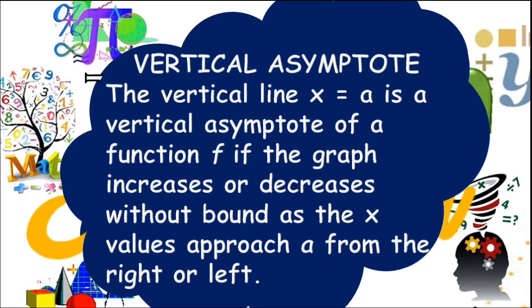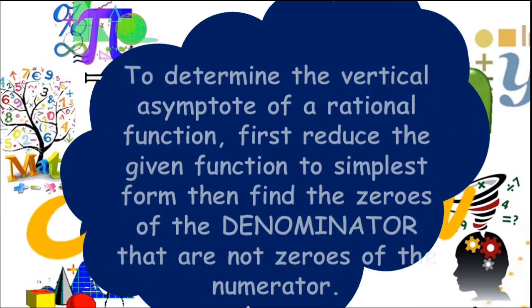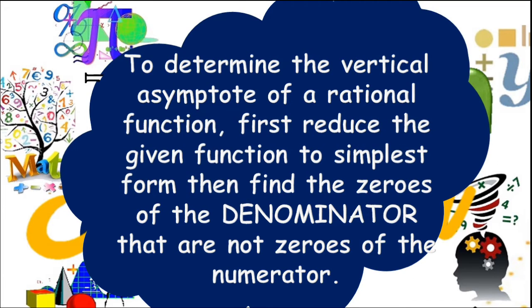The vertical line x = a is a vertical asymptote of a function f if the graph increases or decreases without bound as the x values approach a from the right or left. To determine the vertical asymptote of a rational function, first reduce the given function to simplest form. Then find the zeros of the denominator that are not zeros of the numerator.